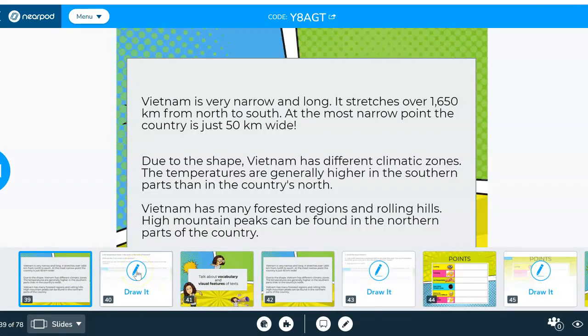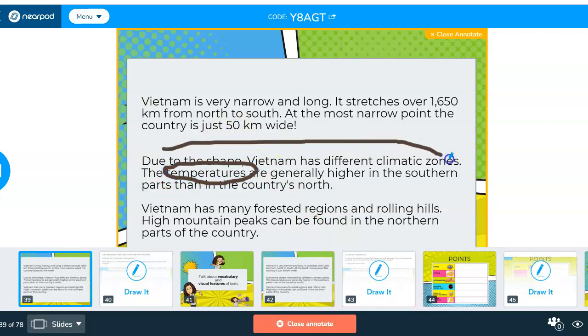So we're looking for a keyword, and I'm going to ask them the question: the temperature is hotter in the South or North Vietnam. Where do you think is a keyword in that question? And they're going to say the keyword is temperature. So I might model where they're going to find it, and I'll say this is where the answer to the question is going to be.